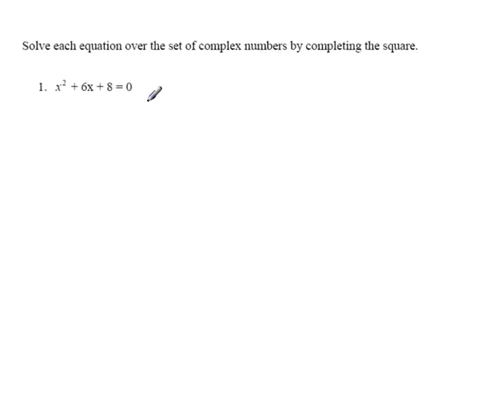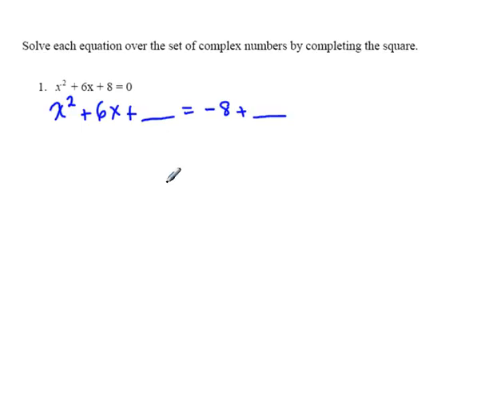Okay, so step 1 to completing the square is to make sure that you have a leading coefficient of 1 in front of the x squared term. We do. Step 2, isolate the constant, meaning bring it to the other side. And during this step is when I put my blanks in to where I will complete the square. So I subtracted 8 to get the constant to the other side. And now let's complete the square.